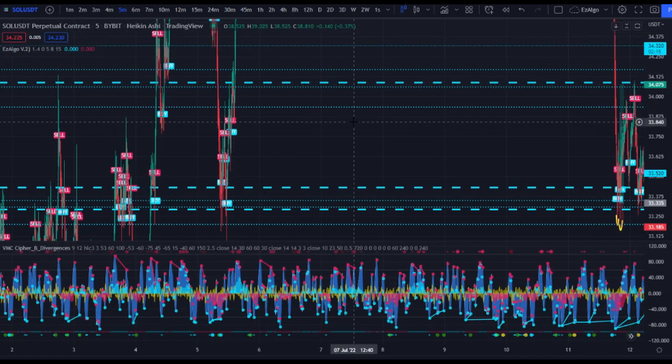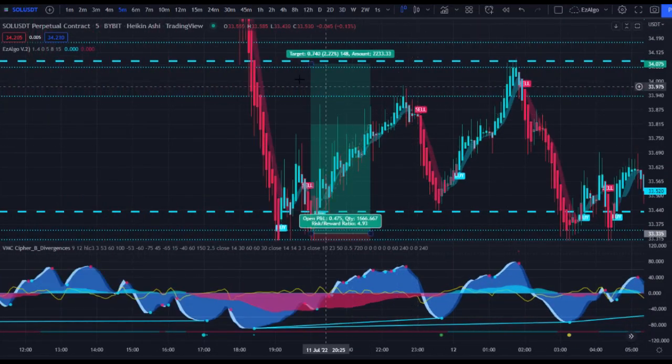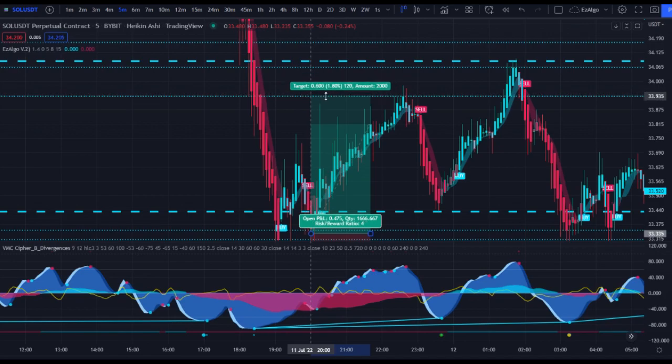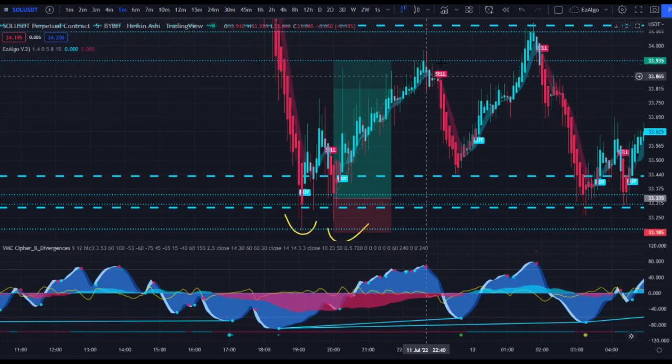Yep, so there's this wick up here. Targeting this resistance level, if you wanted to, I probably would have taken profits right around here. All right, and same thing on the way down. Now this was not a resistance level at the time.